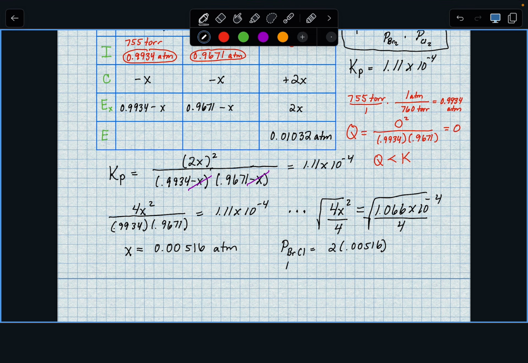And then to get the other ones, I have to subtract the x. I'm just going to show you one of them. So the partial pressure of the diatomic bromine is going to be 0.9934 minus 0.00516. And that final answer here is 0.9882 atm. And these are our final answers. These are the partial pressures at equilibrium. And you can see that it didn't go down very much.